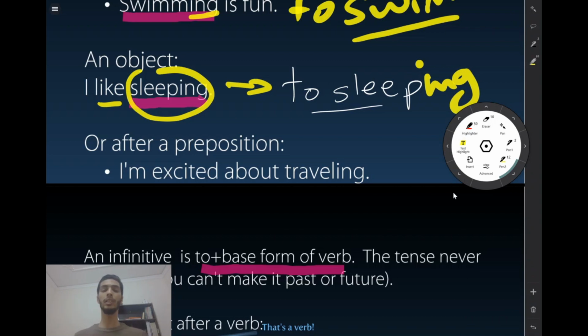Here in the third example, after a preposition. We know what prepositions are, right? So in, on, at, about, to, etc. There are many prepositions. Now so here in this example, I'm excited about traveling. I am excited about traveling. Now, what is the verb in this sentence? Ask yourselves.